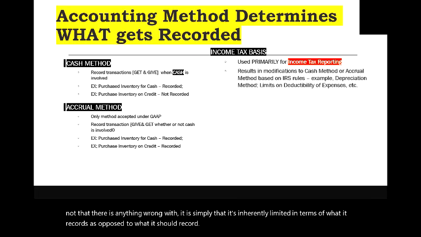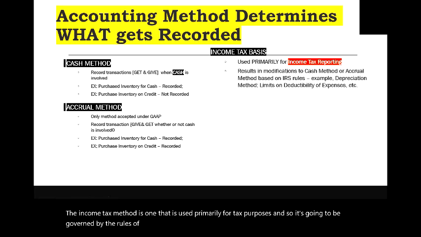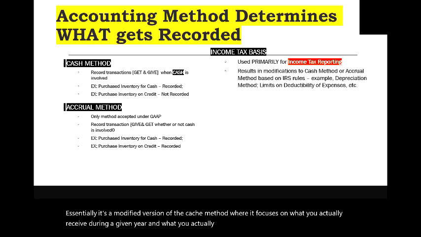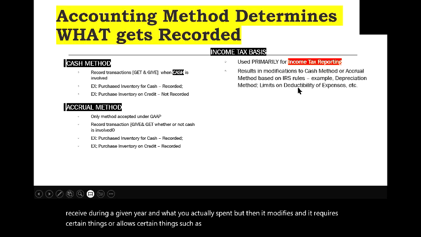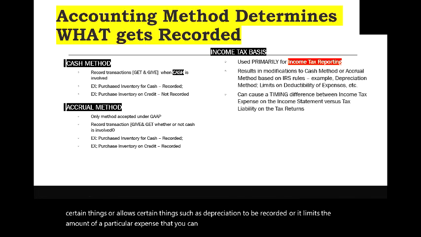The income tax method is one that is used primarily for tax purposes, and so it's going to be governed by the rules of the Internal Revenue Service. Essentially, it's a modified version of the cash method where it focuses on what you actually received during a given year and what you actually spent, but then it modifies and it requires certain things or allows certain things such as depreciation to be recorded, or it limits the amount of a particular expense that you can record on your tax returns.